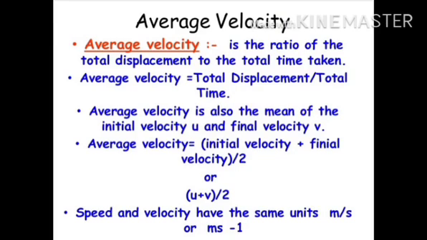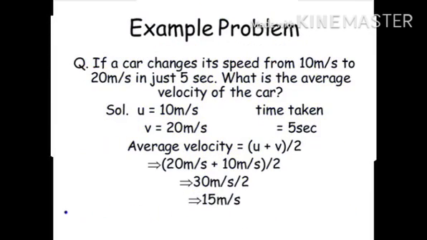Average velocity. Average velocity is the ratio of the total displacement to the total time taken. Average velocity is equal to total displacement upon total time. Average velocity is also the mean of the initial velocity u and the final velocity v. Average velocity is equal to initial plus final upon 2, or u plus v upon 2. Speed and velocity have the same unit, meter per second.